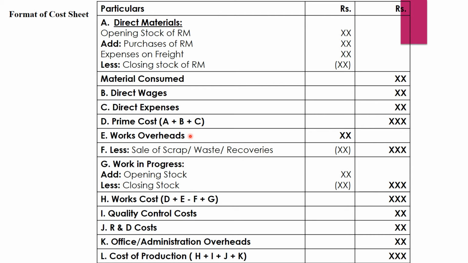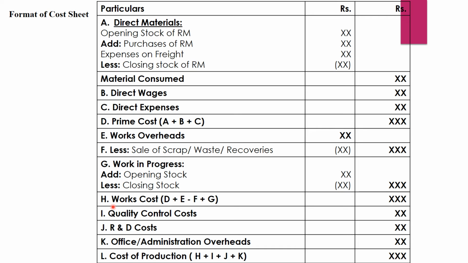After that, we take work overheads. They are also called factory overheads. We write them. After considering all the work overheads and the factory overheads, we subtract sale of scrap or wastage or any recoveries. Moving ahead, the next element is work in progress in the cost sheet. In work in progress, we add the opening stock of raw material which is in work in progress, and we subtract the closing stock of raw materials which is in progress.